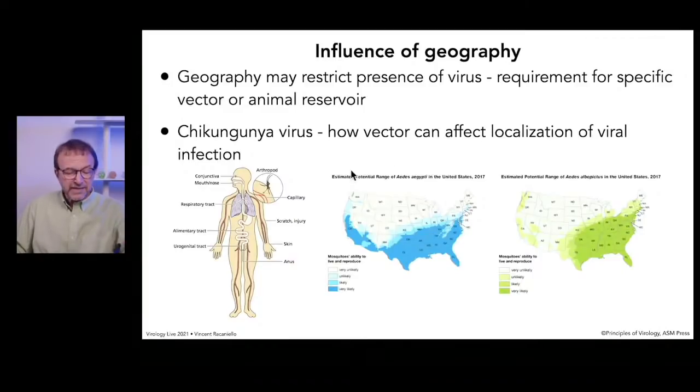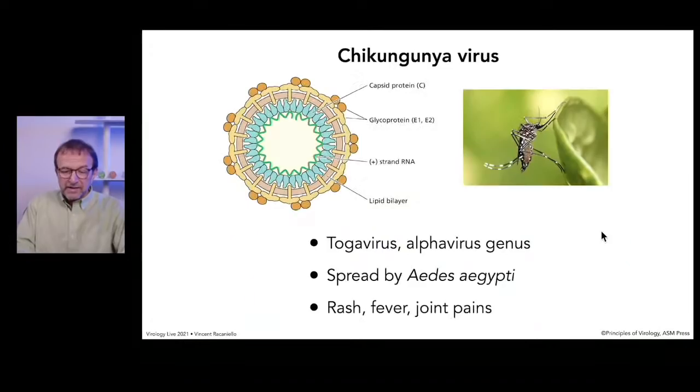And so this is a virus transmitted by mosquitoes. And currently it can be transmitted by two mosquitoes, Aedes aegypti and Aedes albopictus. And these are the distributions of those mosquitoes in the U.S. So chikungunya is a togavirus within the alphavirus genus. It's an enveloped virus, spike glycoproteins beneath a nucleocapsid with plus-stranded RNA. It's spread historically by Aedes aegypti. You get infected, you get rash, you get fever, you get joint pains. It causes an arthritis-like illness.